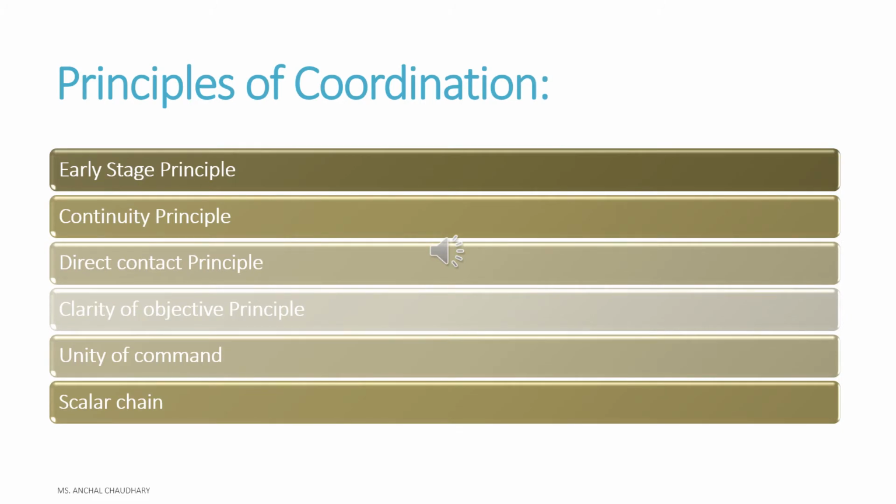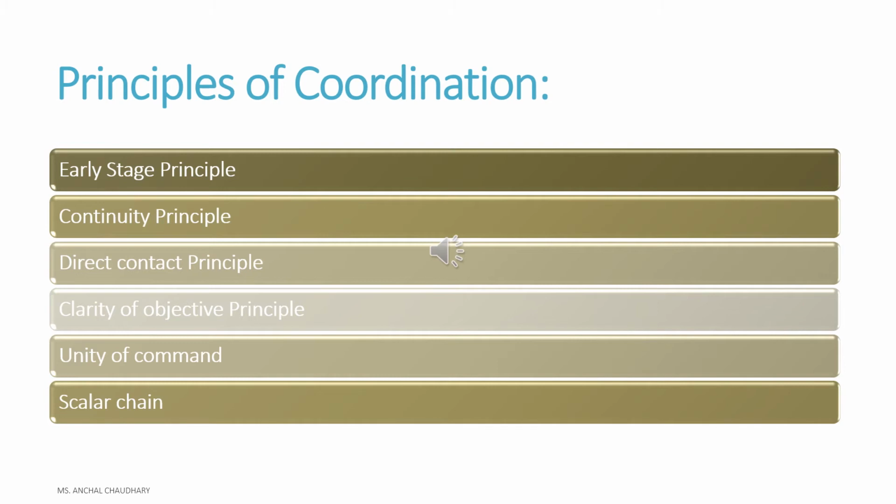Principles of coordination. First is the early stage principle. Basically, coordination should be started at a very early stage or at the planning stage. So this will ensure that the best plans are made and it will also help in successfully implementing these plans.